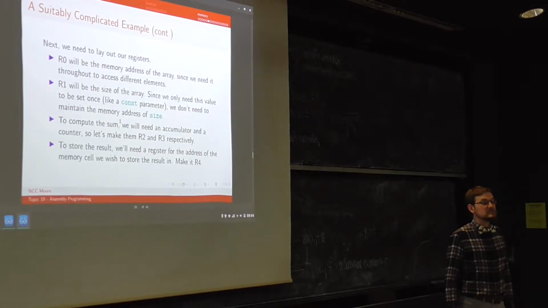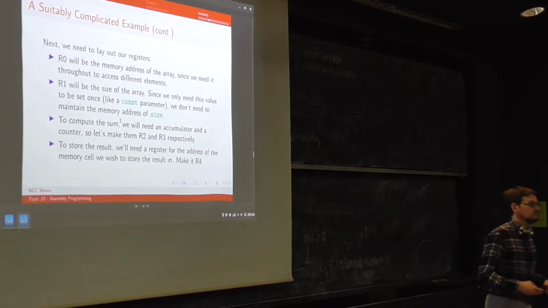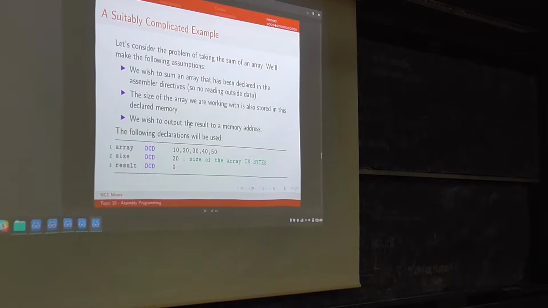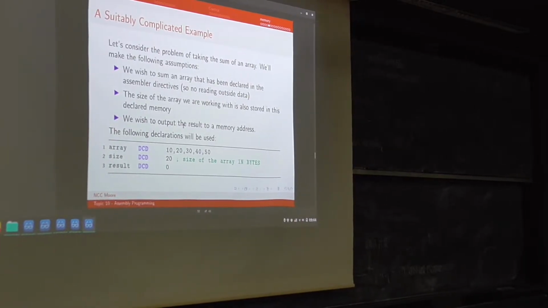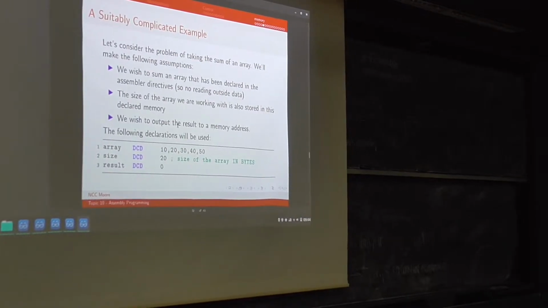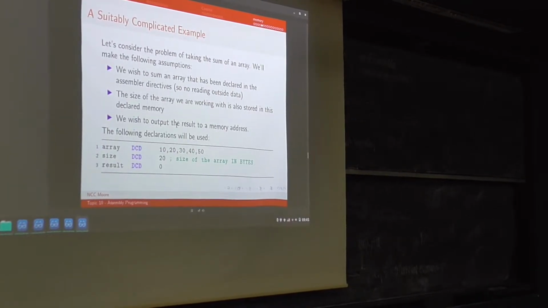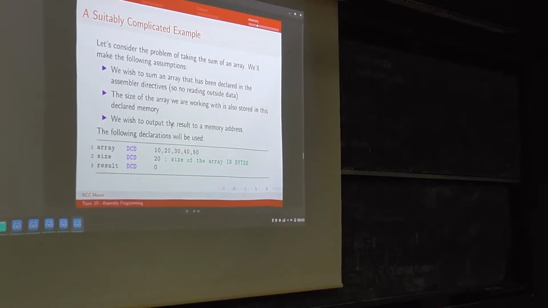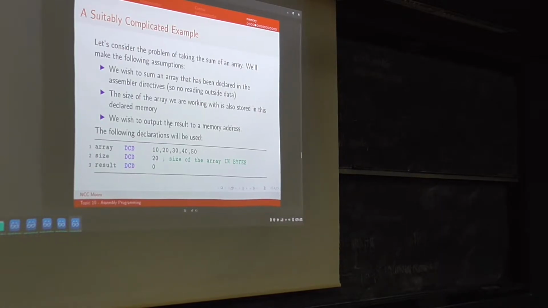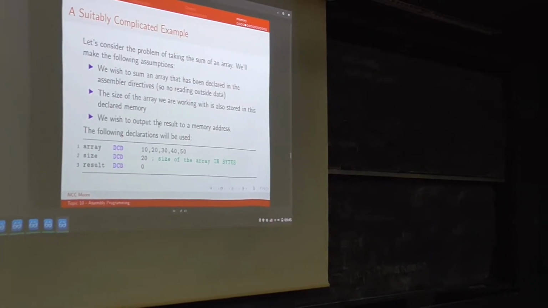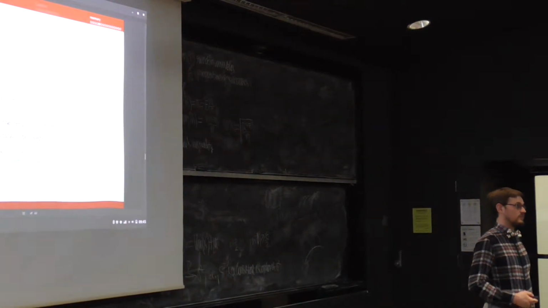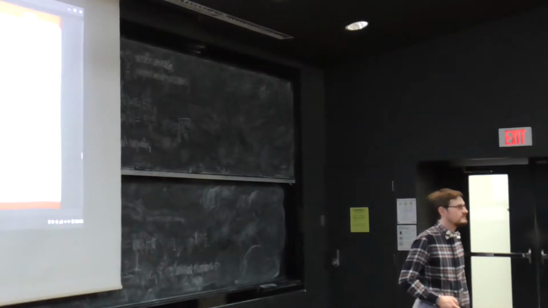Make sense? Question? On the previous slide, we used DCD to create an array and then also declare the size. But then for result, how does it know if you're doing size or if you're actually putting an integer? It doesn't. It doesn't have data types. Things only have data types insofar as you apply the correct operations to them. If you apply floating point operations to them, they're floats. If you apply integer operations to them, they're integers.